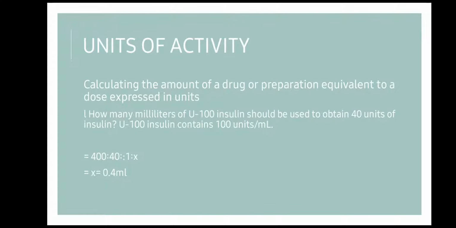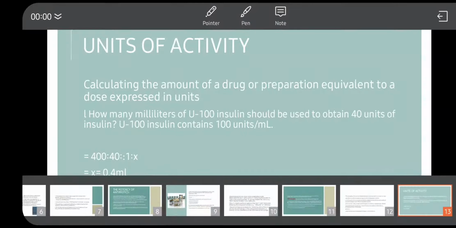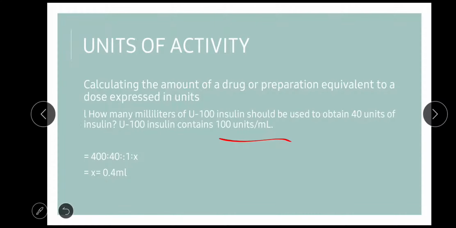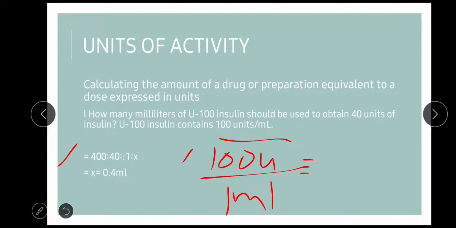For units of activity, the first example problem is: how many milliliters of U100 insulin should be used to obtain 40 units of insulin? U100 insulin contains 100 units per ml. We can use ratio and proportion or dimensional analysis to compute this. For dimensional analysis, 100 units over 1 ml is to 40 units.